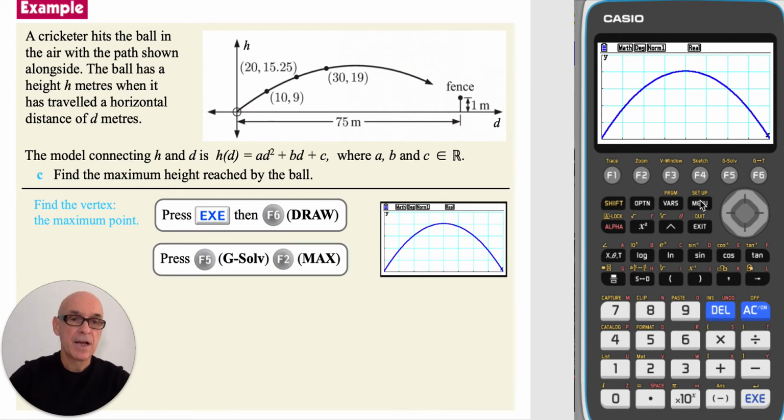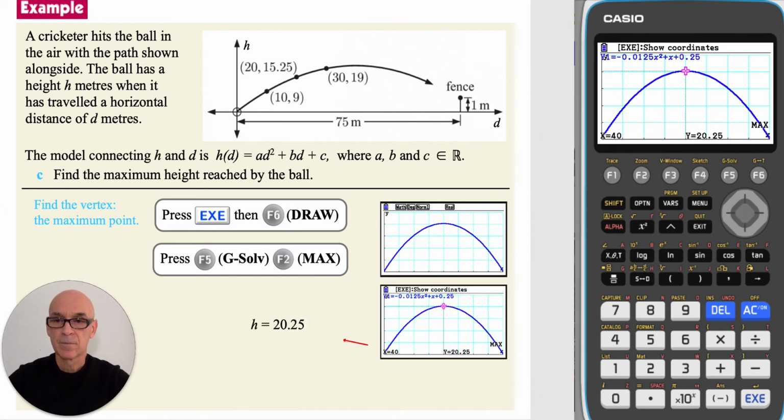Pressing F5 for gsolve and then F2 for a maximum point. We see that the maximum value of the function is 20.25. So the maximum height reached by the cricket ball is 20.25 meters.